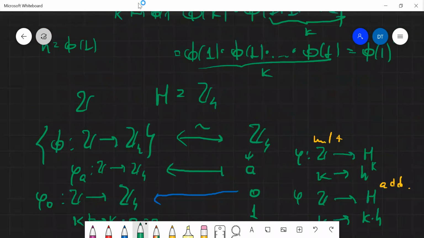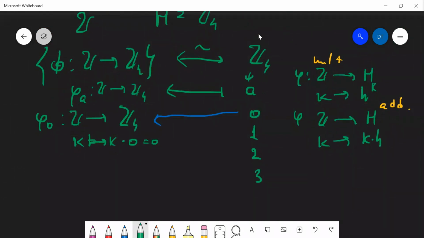Okay, yeah, makes sense. So now I just list all the elements of Z4, and for each element I produce the corresponding homomorphism. And here I just wrote down the rule how to define this homomorphism. And I use the multiplicative and the additive notation. For multiplicative notation, if you are given an element h, your homomorphism works by this rule: k goes to h to the k. But if you have an additive notation, the homomorphism works by this rule: phi h takes k to k times h.